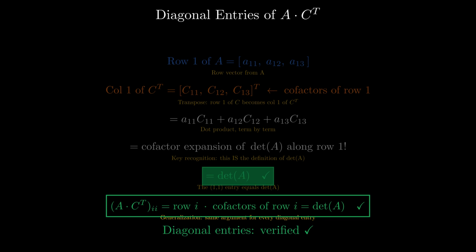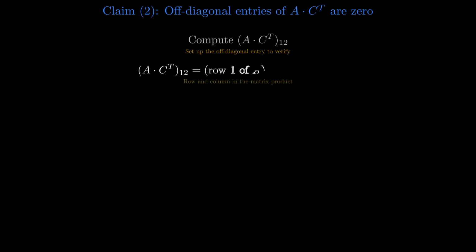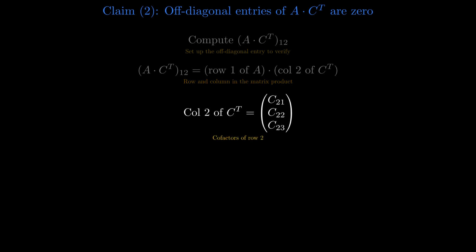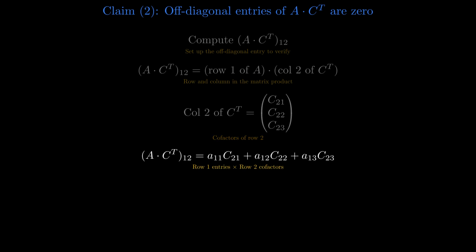Diagonal entries, check. Now for the key insight, the off-diagonal entries. Let's compute the 1, 2 entry of A times C transpose. That's row 1 of A dotted with column 2 of C transpose. Column 2 of C transpose holds the cofactors of row 2: C21, C22, C23. So the dot product is A11 times C21 plus A12 times C22 plus A13 times C23. Notice what's happening. We're using row 1's entries but row 2's cofactors.